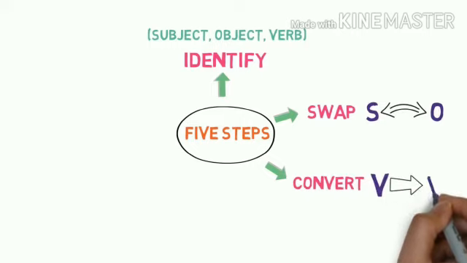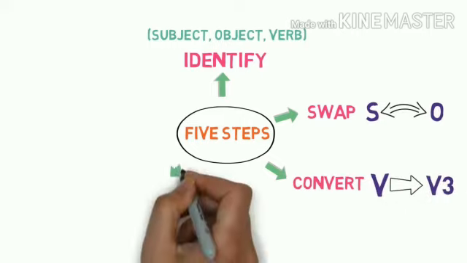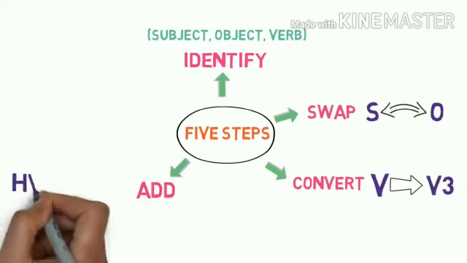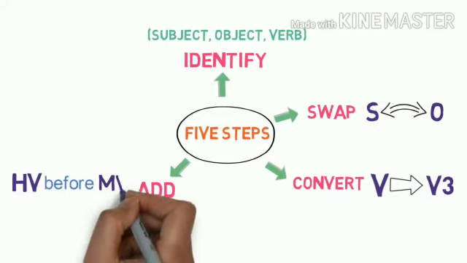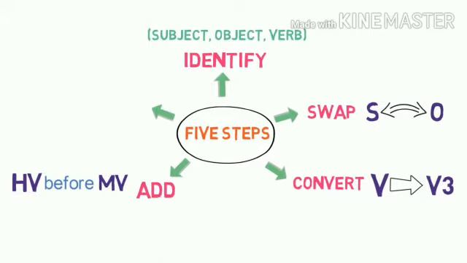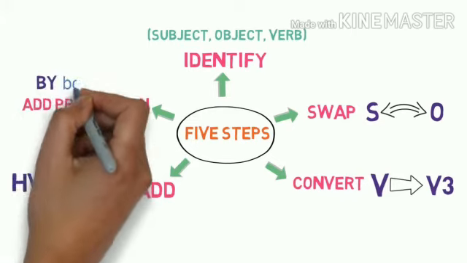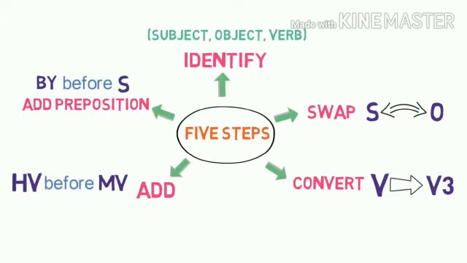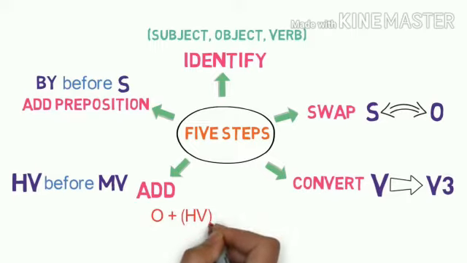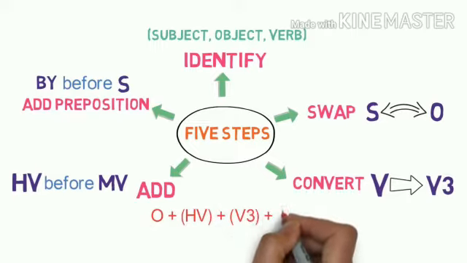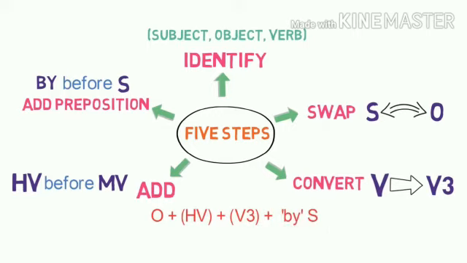Second, swap subject with object and object with subject. Third, convert the main verb to the third form of verb, that is participle. Fourth, add a proper helping verb before the main verb. And fifth, add the preposition by before the subject. So at the end, the sentence structure of the passive voice is object plus helping verb plus V3 form of verb, that is participle, plus the preposition by and subject. These are the 5 simple steps that we need to follow.